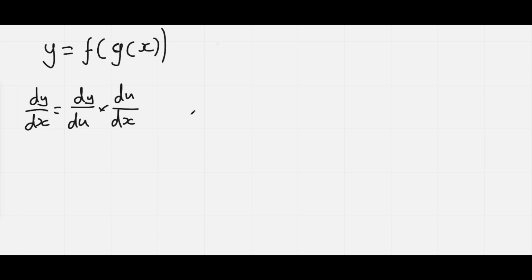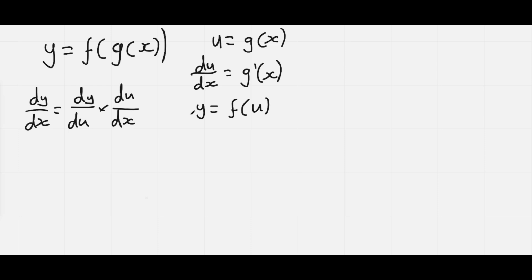Now what I can say is that u is g of x. I can then find du dx. And likewise, what I was talking about last time, we can use any letter. Now that's just going to be g prime of x. Now y equals f of u, which means if I want to find dy du, I can't find dy dx, because I've got a u in here. This means with respect to u, I'm going to have f prime of u.